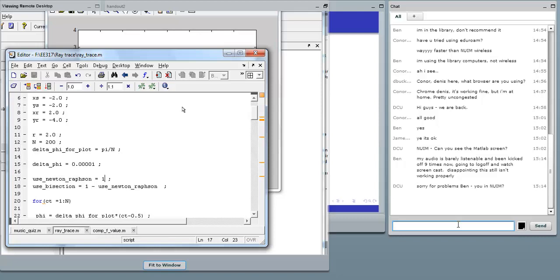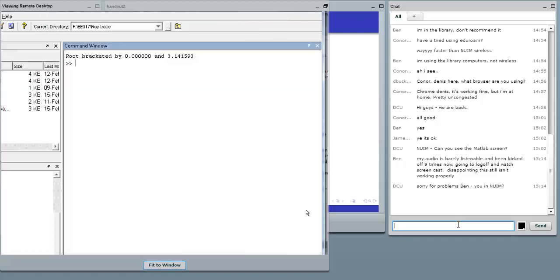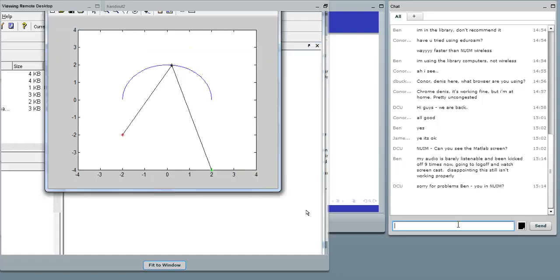This time, let's use Newton-Raphson. Run the code again. Okay, and there we go. Much faster this time, you notice. It finds the root much faster. Same root as before, gives the same answer as before. Okay, so good. Noticeably faster. The secant section took maybe half a second, and this was pretty much instantaneous.